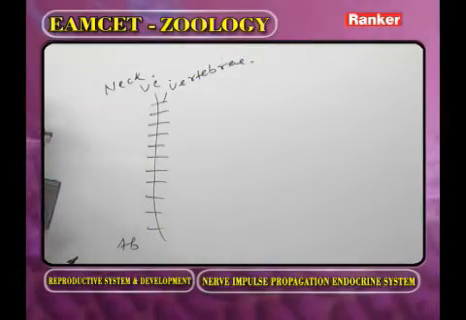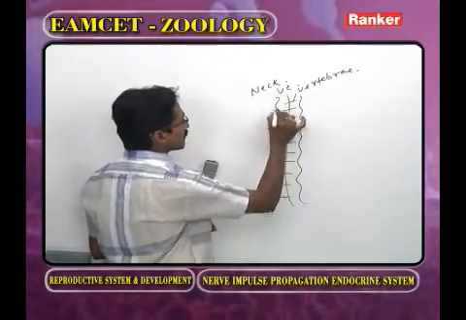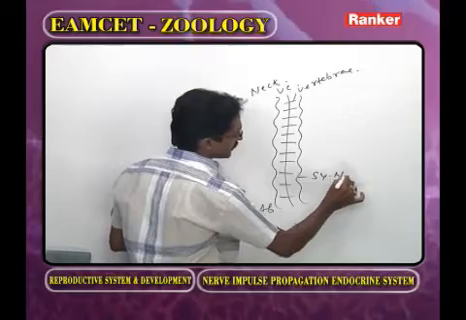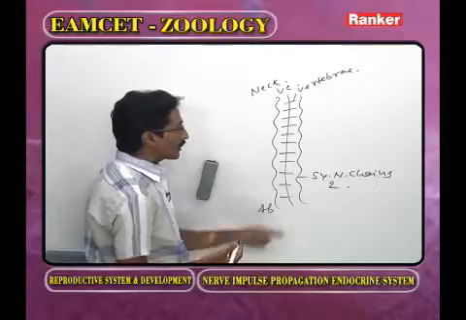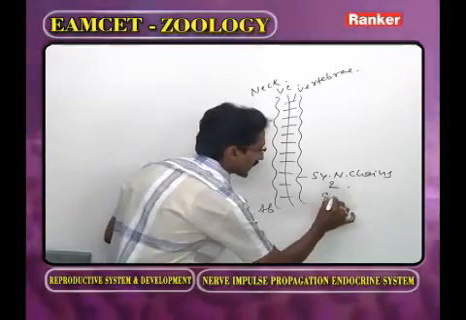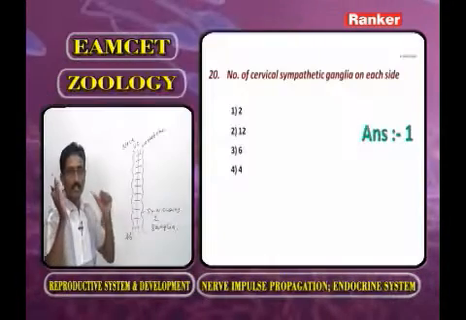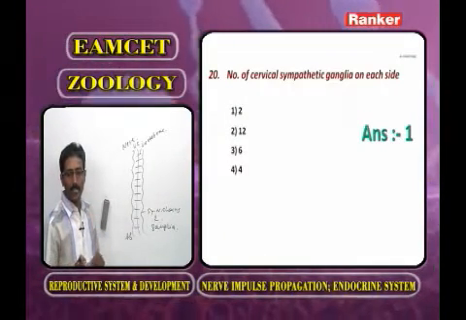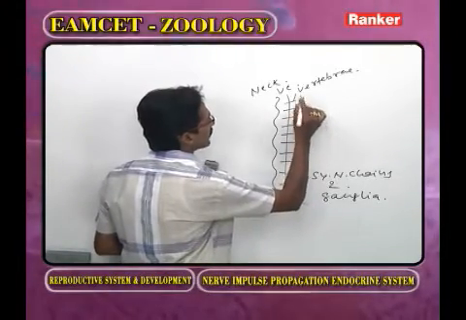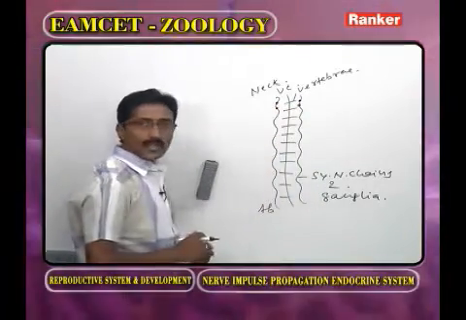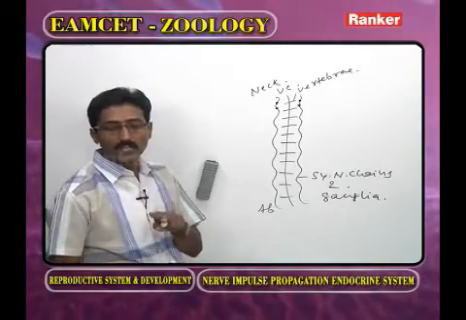From the neck to abdomen, on either side of the vertebral column, what are present? The sympathetic nerve chains are present. How many sympathetic nerve chains? 2. Now, on the sympathetic nerve chain, what are present? The ganglia. Now, what is the question? Number of cervical, what is meant by cervical? Neck. Number of cervical sympathetic ganglia on each side. On each side, here 2, here 2. Total number of cervical sympathetic ganglia 2 plus 2, 4. But here on each side, so the answer is 2.